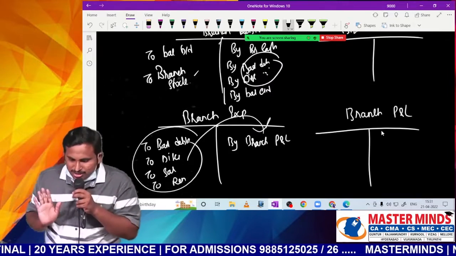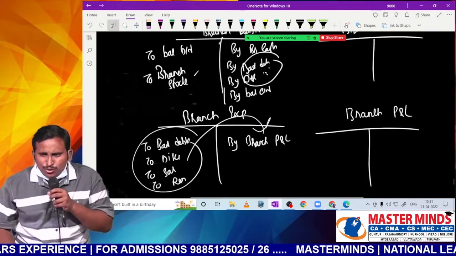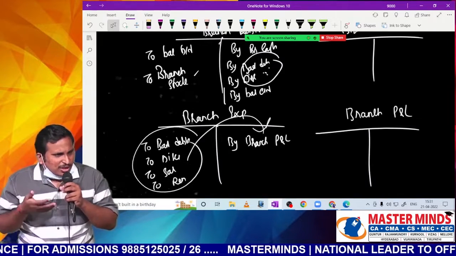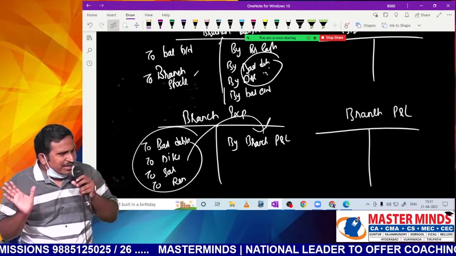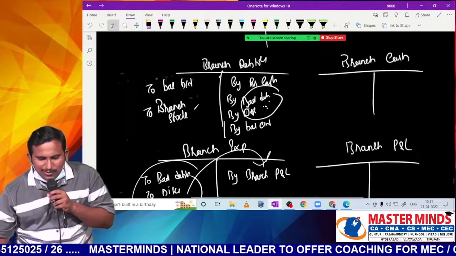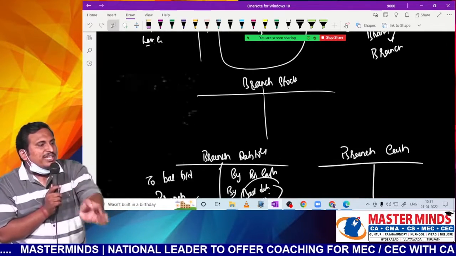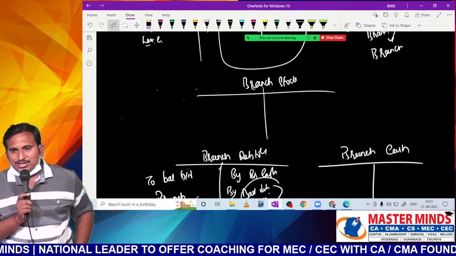Okay, everything is okay. Now, what should we learn? Branch cash account is also common. To balance brought down, any cash received due to cash sales or collection from debtors, any cash paid, remittance to head office will be recorded, and we will get the closing balance. For branch P&L, first we should know the branch stock account. In fact, the branch stock account is the main thing that should be discussed here. What is that? Branch stock account. Now let me discuss the branch stock account.